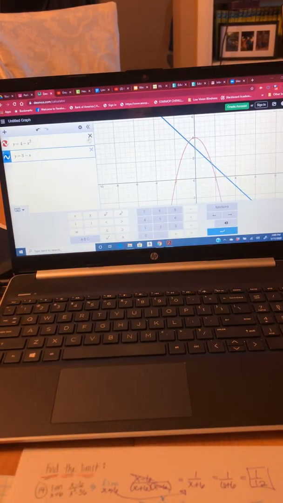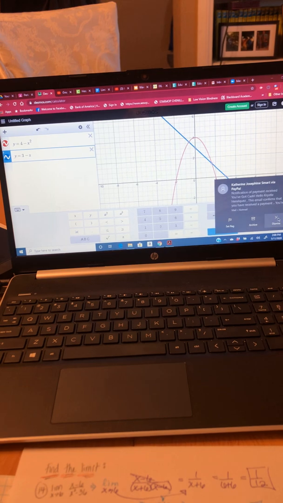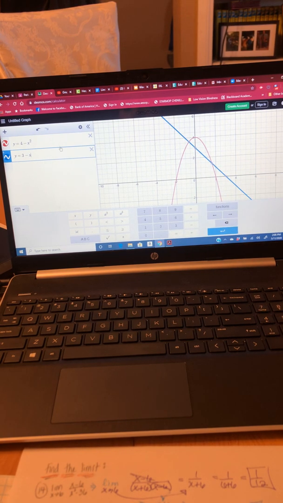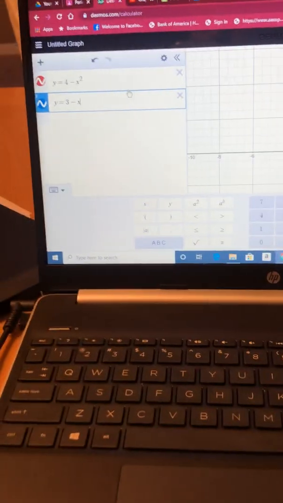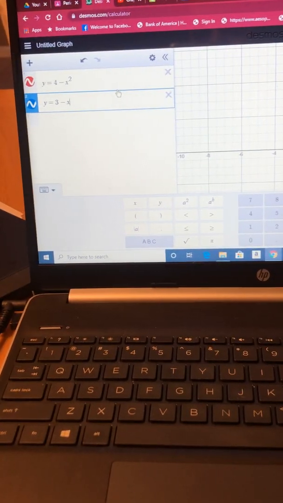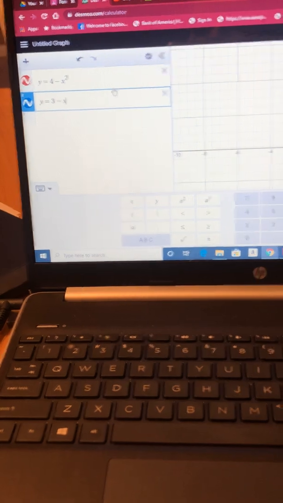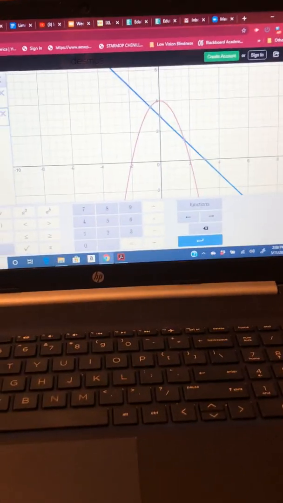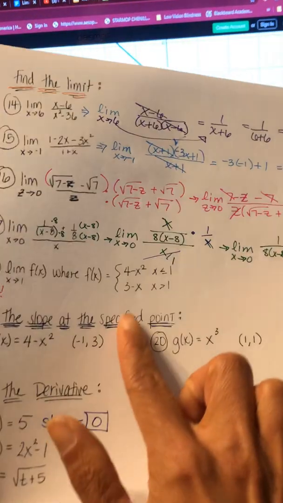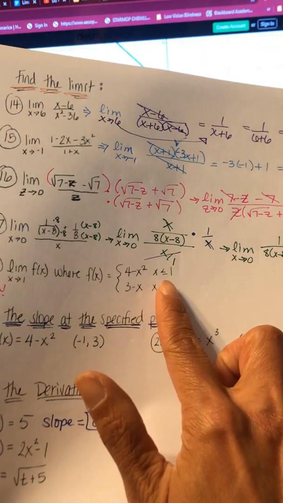Oh, I even have it up right here because I was looking at it earlier. Okay. So here it is. I already have it pulled up. I have y equals 4 minus x squared and y equals 3 minus x. I have the two functions on the graph. But remember, it said for the parabola, x has to be less than or equal to 1.